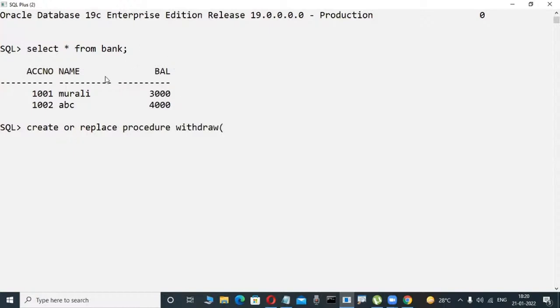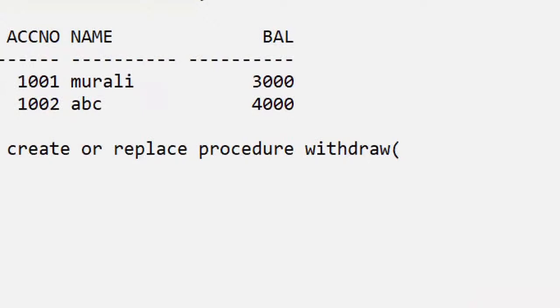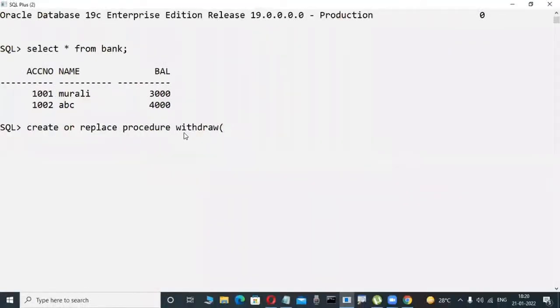Slowly observe here. This is a table. In my project, I try to implement one small scenario, withdraw. Actually, in real time, big packages contain withdraw, deposit, all the things. But I'm giving just a small task in a procedure. Create or replace procedure withdraw. Suppose I'm passing an account number, and the amount also, because I try to withdraw.